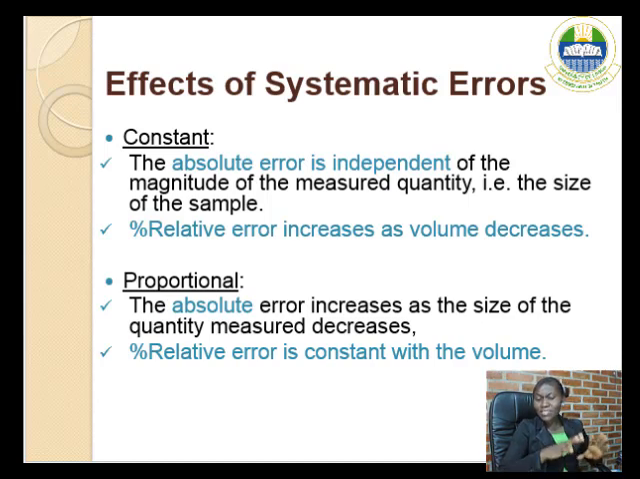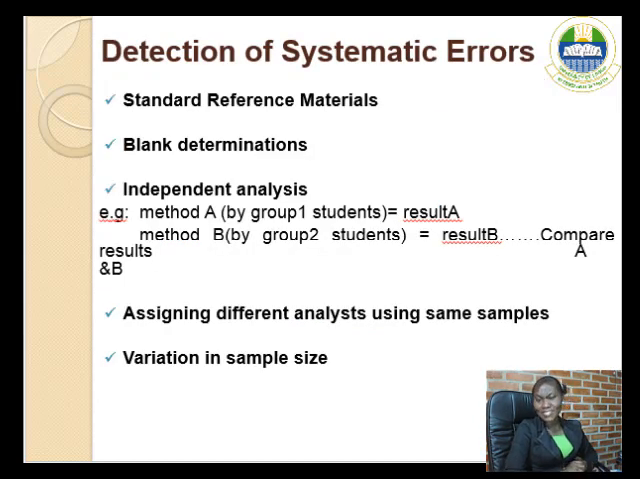Then in the proportional effect, the percentage relative error is constant with the volume, and this can be in terms of volume or weight, as the case may be. Let's go to our detection of systematic errors. Like I told you, they can be detected and can be corrected. We have five ways listed here in which we can detect them.